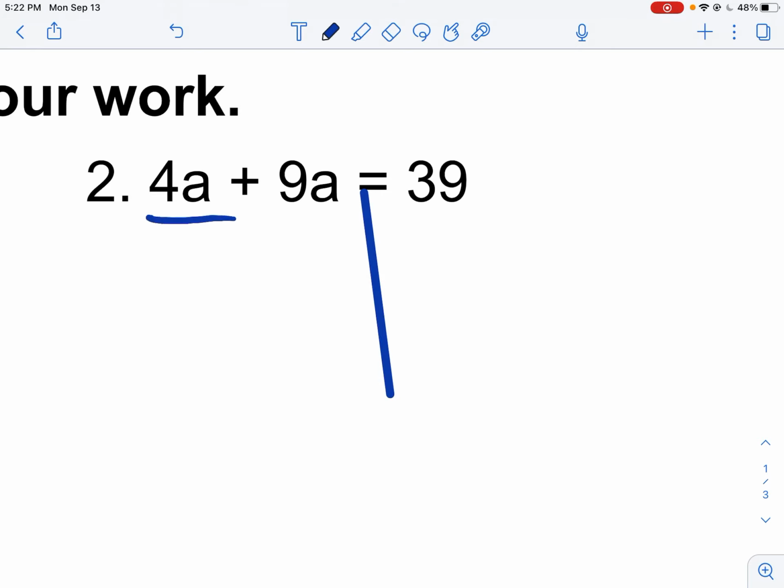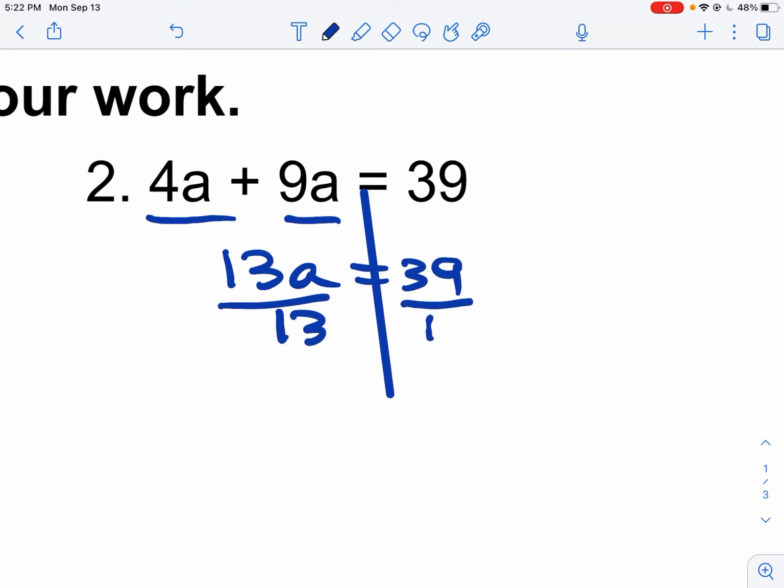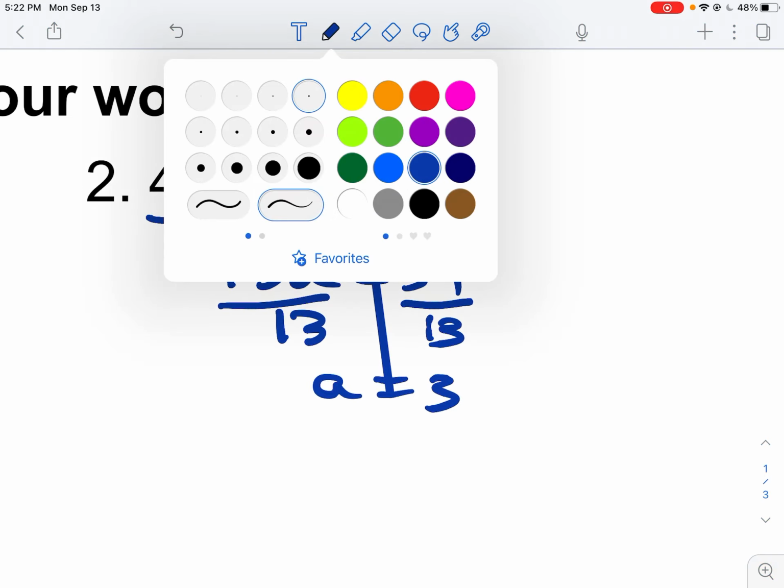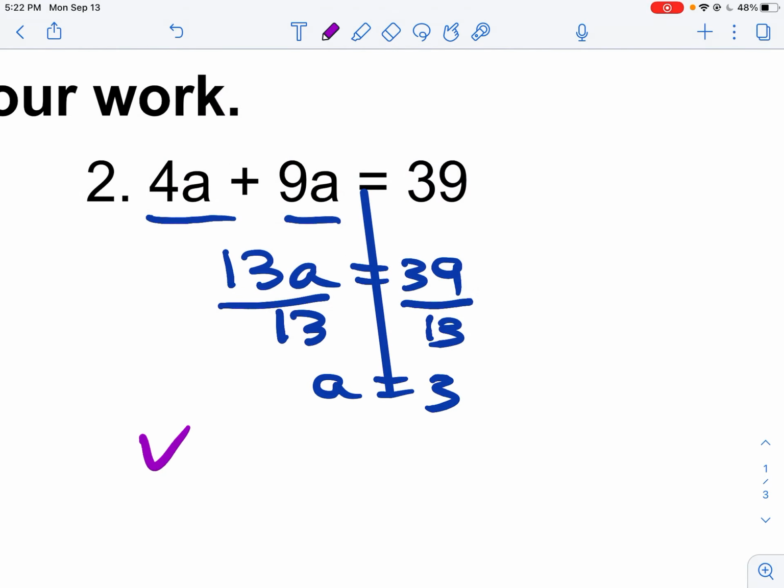Here, there's no distributive property, but if I look on the same side of the equal sign, I have combining of like terms. So I'm going to combine like terms, and that would get me 13a is equal to 39. I divide by 13 on both sides, and I get a equals 3. Then I check my work to make sure it's correct.